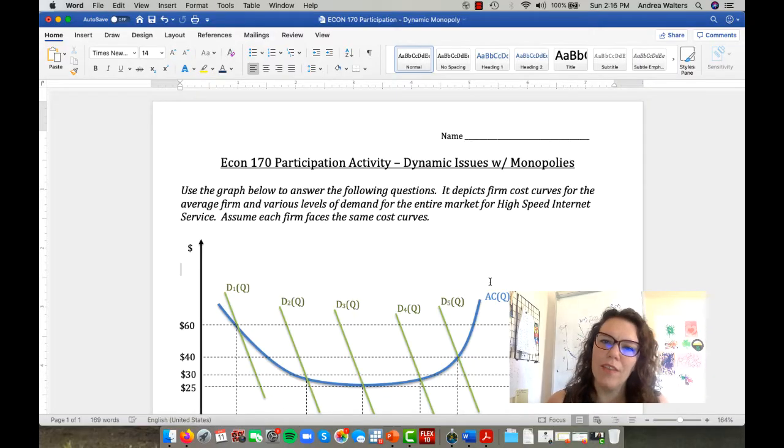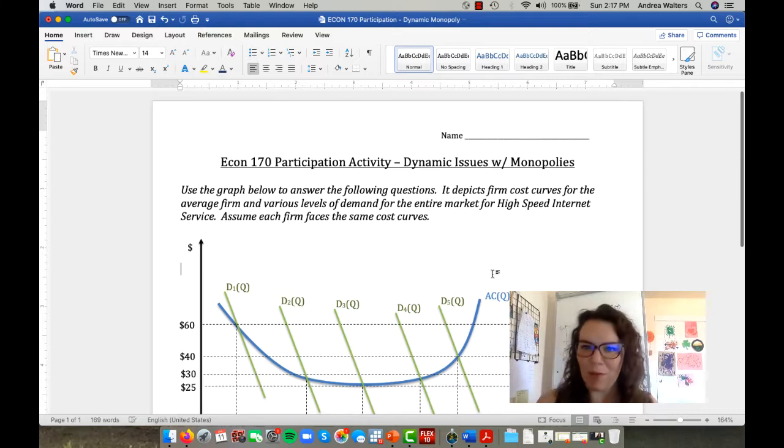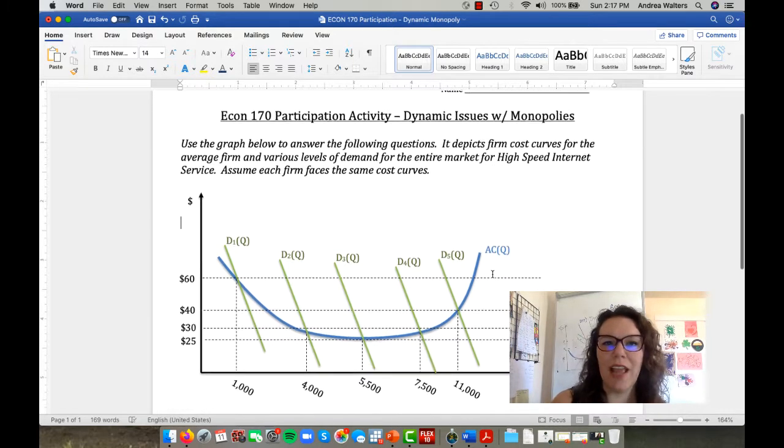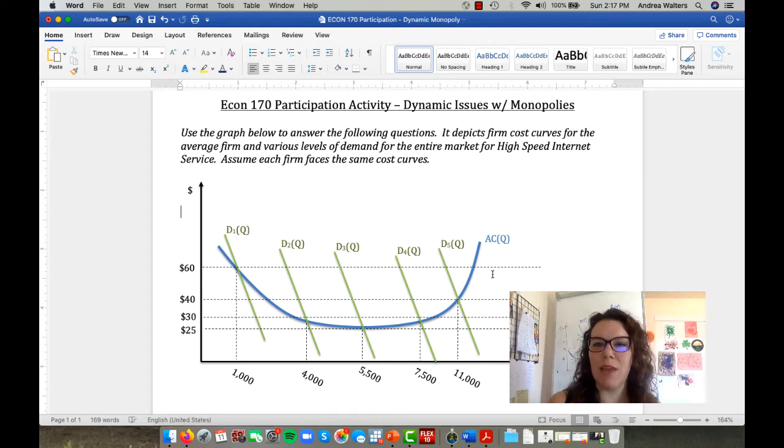Here's the graph for firm costs for an average firm, with various levels of demand for the entire market for high-speed internet service. We're assuming that every firm in this market has this average cost curve and that there are lots of possible levels of demand. We want to see what might happen in terms of whether or not a natural monopoly persists. Really, this activity is about recognizing how you solve a dynamic monopoly problem.